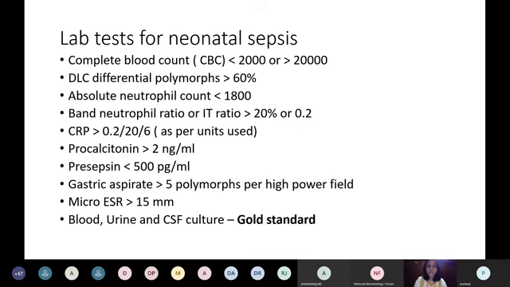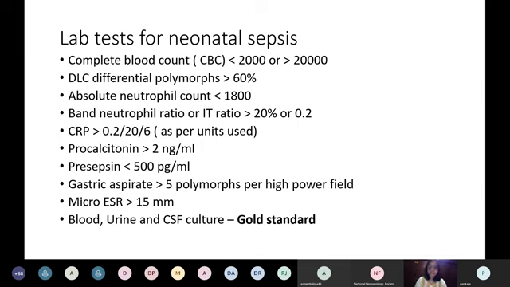So this ratio has to be more than 0.2 or more than 20%, which means there is sepsis. Because there is sepsis, there is a little bit of bone marrow suppression. So the baby is trying to fight, so it's going to produce more and more immature cells. So if it is exceeding more than 20%, it's an indirect evidence of sepsis.